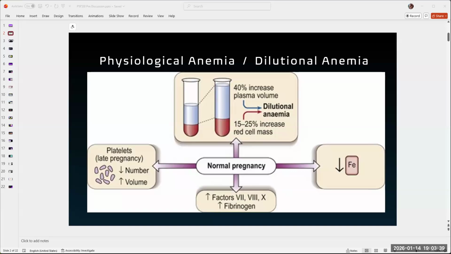Doesn't the heart get a little bit bigger? The heart, yes, it does enlarge a little bit. And why do you think that is? To provide more blood flow, oxygen to the body and the fetus. It has to work harder.